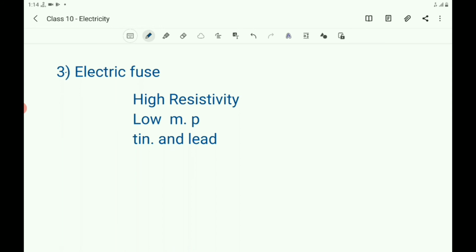The fuse wire is usually encased in a cartridge of porcelain or similar material with metal ends. The fuses used for domestic purposes are rated as 1 amp, 2 amps, 3 amps, 5 amps, 10 amps, etc. For an electric iron which consumes 1 kilowatt electric power when operated at 220 volts, a current of 1000 by 220 amps, that is 4.54 amps, will flow in the circuit. In this case, a 5 amp fuse must be used.